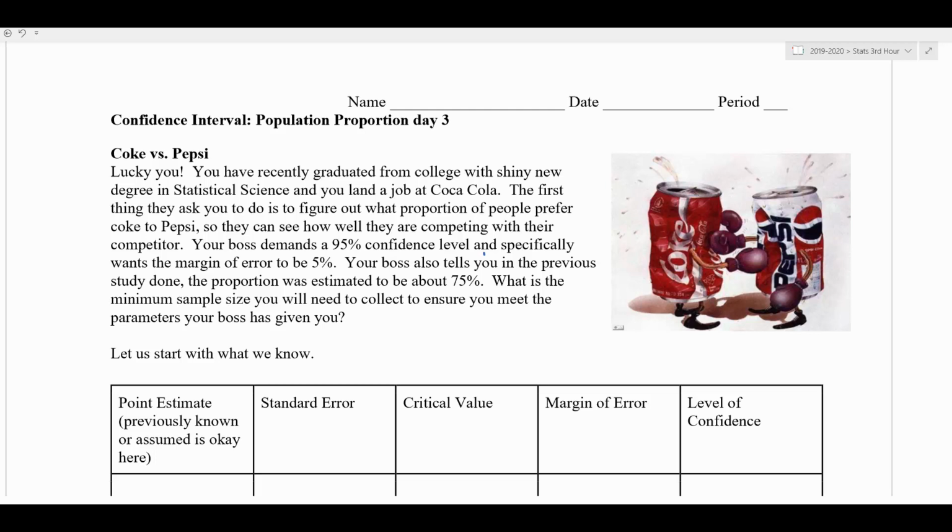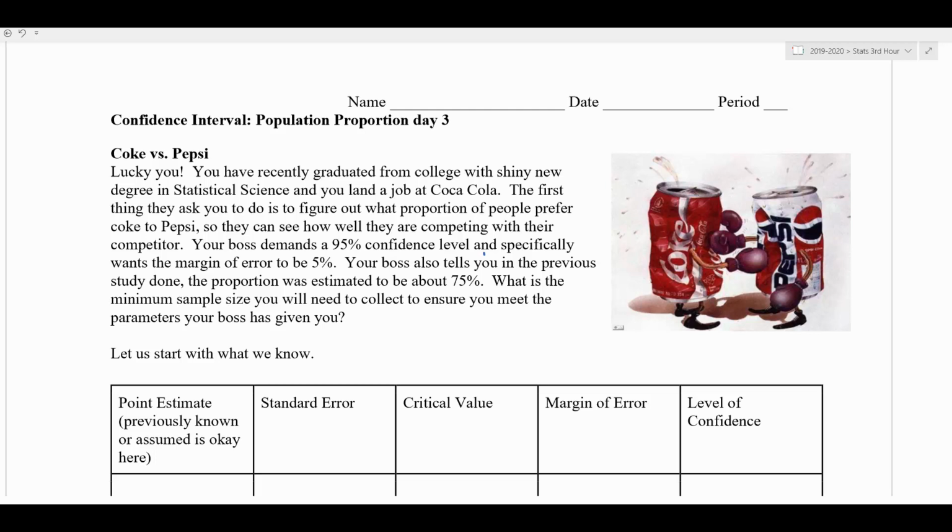So your boss tells you that they've done this previously, and the proportion was estimated to be about 75%. So at some point in the past, they did this exact same study, and at that point, they estimated the proportion to be 75%. So now we kind of fast forward to the future. You've got this job. We want to know if that proportion of people who prefer Coke to Pepsi has changed from 75%, and we'll be able to see that at the end of this problem.